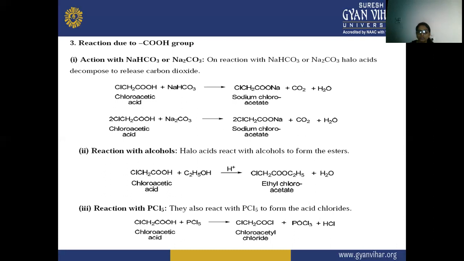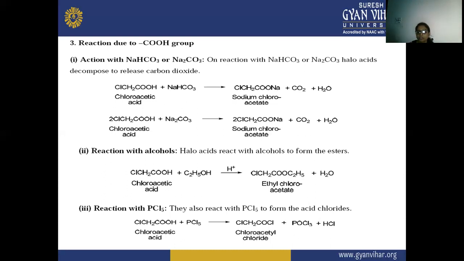So in the reaction due to the COOH group, firstly the reaction with sodium bicarbonate or carbonate. In reaction with sodium bicarbonate or sodium carbonate, these halo acids decompose and there is a formation of carbon dioxide, which is evolved. So chloroacetic acid reacts with sodium bicarbonate, and there is a formation of sodium chloroacetate plus CO2 plus H2O. Again, when chloroacetic acid reacts with sodium carbonate, there is a formation of sodium chloroacetate plus CO2 plus H2O.